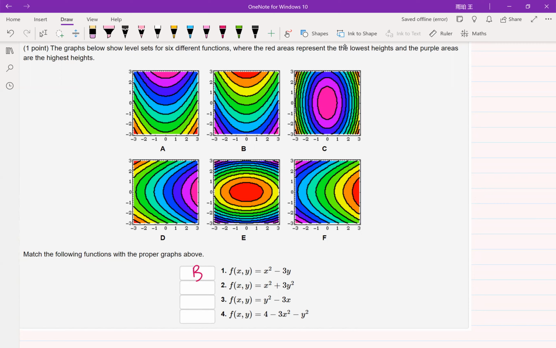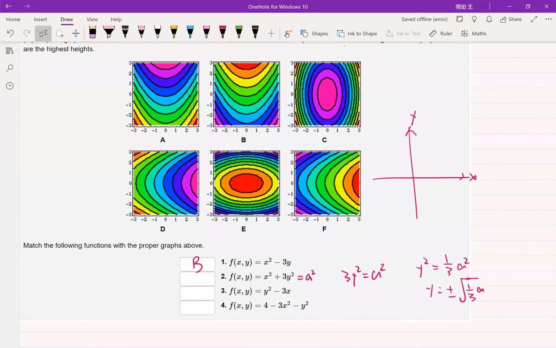Basically, we find a plane where, for example, z equals a squared, and at this plane, let's plot several points. Let's look at the case where x equals 0. Then we have 3y squared equals a squared. That gives us y squared equals 1 over 3 a squared, so y equals plus or minus 1 over 3a. That's going to be somewhere like here and here.